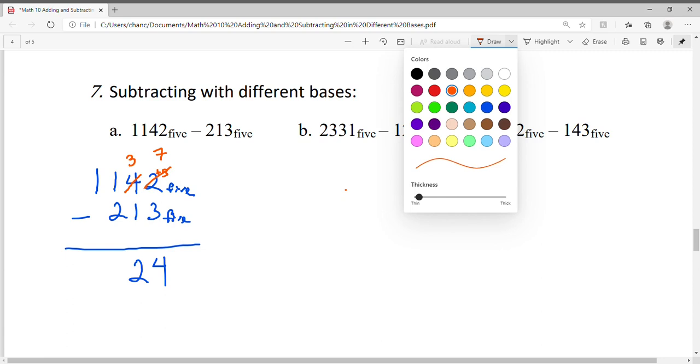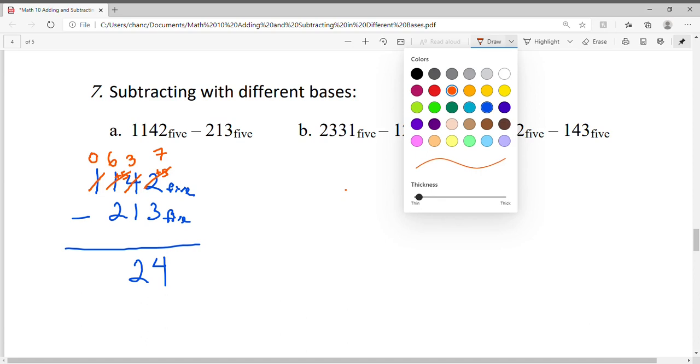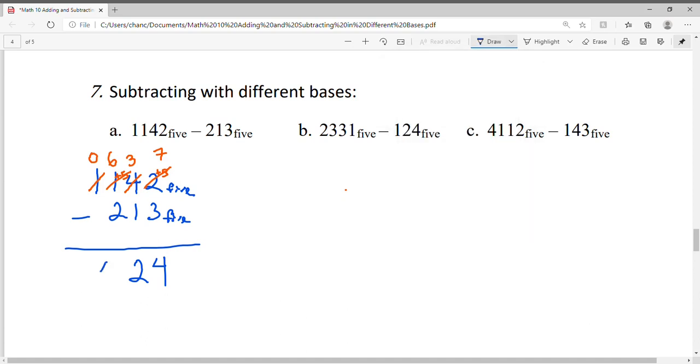So let's borrow from this 1, and that becomes a 0. But I'm not borrowing 10, I'm borrowing 5. This is base 5. So we'll add a 5 to this 1. So this is actually 6. Let's subtract now. 6 minus 2 gives me 4. So our solution is 4, 2, 4, base 5. When you borrow, you're borrowing a 5, not a 10.